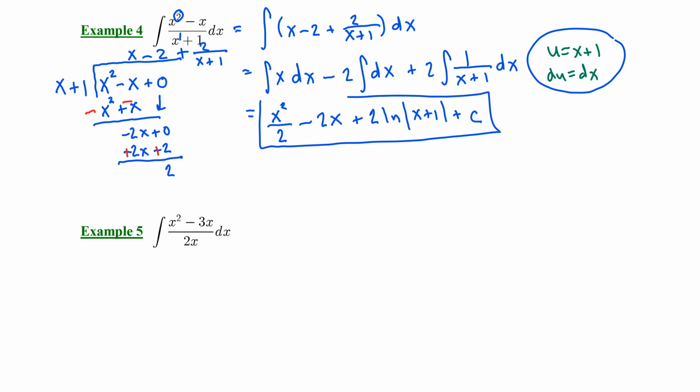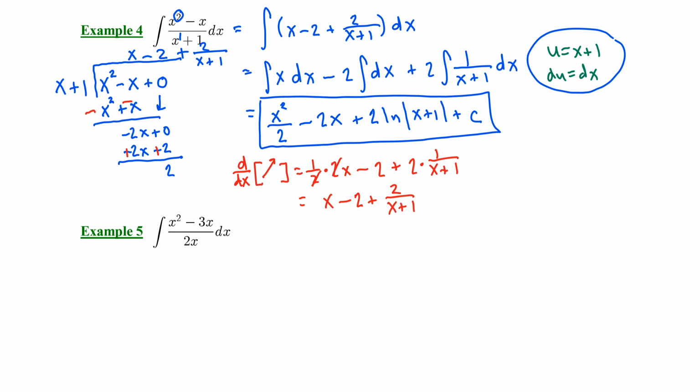All right, let's go ahead and differentiate. So I'm going to find the derivative with respect to x of all that stuff. We're going to end up with 1/2 times 2x minus 2 plus 2 times 1 over x plus 1. So when we simplify, we end up with x minus 2 plus 2 over x plus 1. Notice that matches our simplified integrand, which if we did our long division properly, represents the original. So we can say with confidence that we have the correct antiderivative.